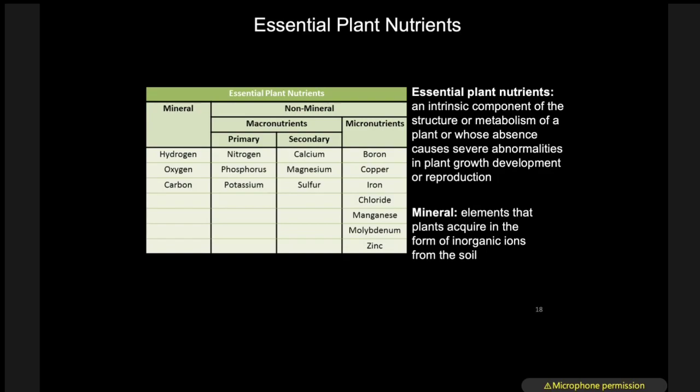And micronutrients are actually required in much smaller amounts than the macronutrients, such as nitrogen, phosphorus, and potassium. And it is, again, one of those elements. It is a mineral that's actually required from the soil.